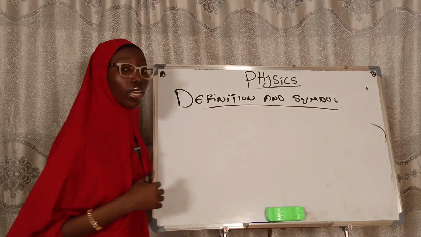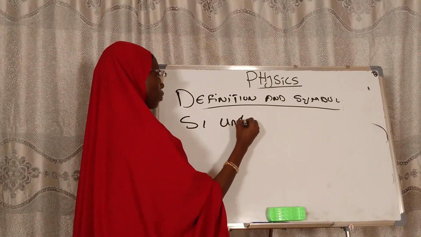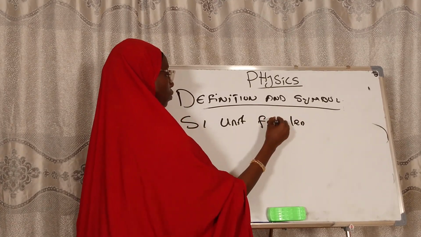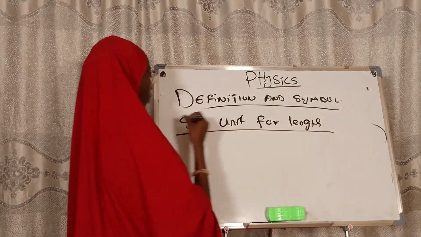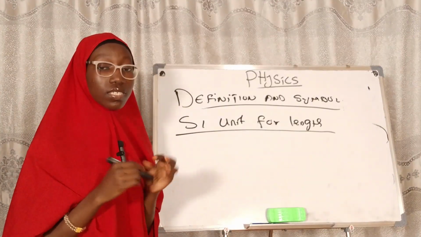So, SI units for length. The SI unit of length is the meter. Symbol M.